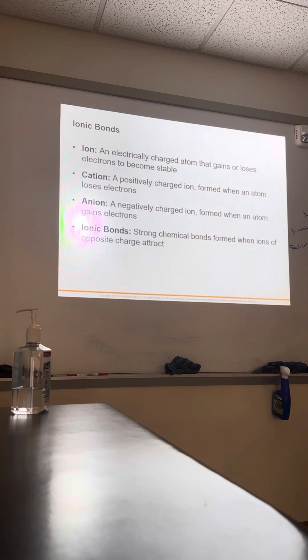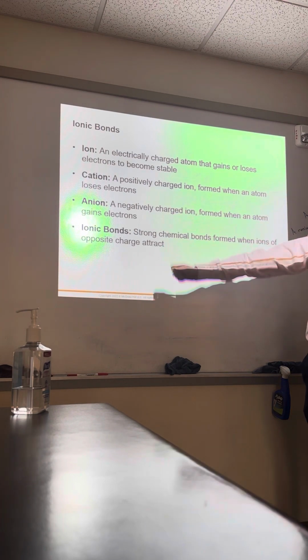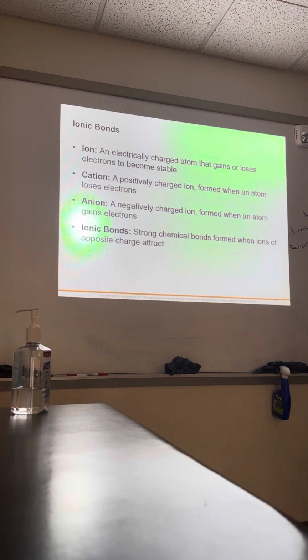Alright, ionic bonds are just like it sounds like. There are ions involved. What's an ion? Yeah, it's basically any charged element. Has a positive charge, it's an ion. Has a negative charge, it's an ion. Ion just means it's charged in some way. If it has a positive charge, it's called a cation. If it has a negative charge, it's an anion. Okay?